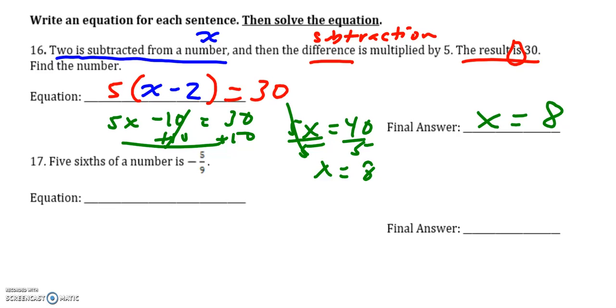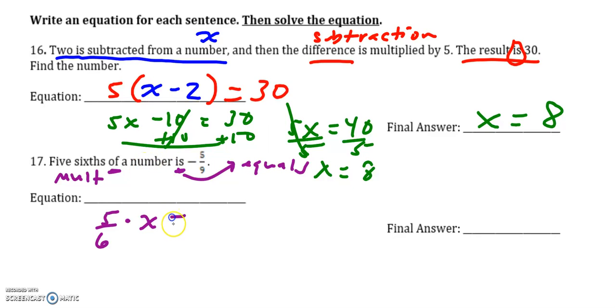Number 17: 5/6 of a number is negative 5/9. Is always means equals. Of always means multiply. So I'm going to write my equation down here: 5/6 times a number, I don't know what it is, equals negative 5/9.